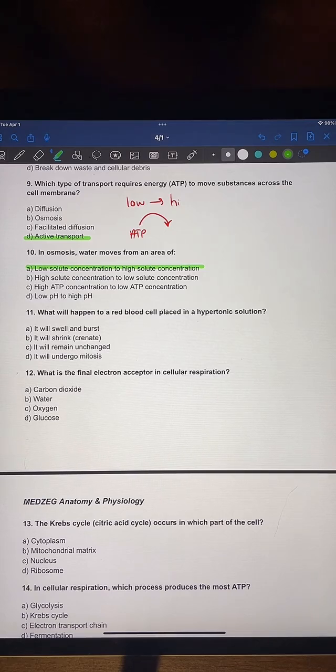Yes, diffusion is a passive process. Does not require ATP.